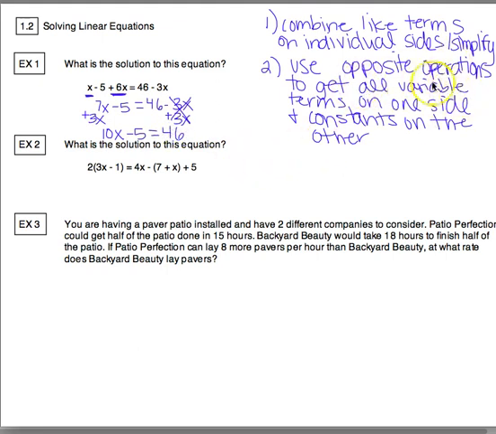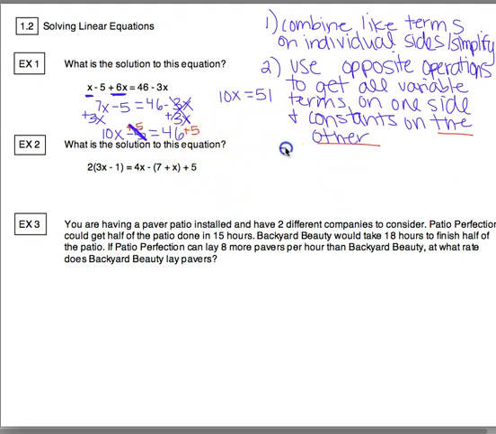Okay, so I moved all my variable terms to the left. Here's the key. The constants have to go to the other side. So if I chose to move my variables to the left, that means I need to move my constants to the right. So this is a constant because it does not have a variable attached. It's subtracted, which means to move it, I need to add it. So add 5 to both sides there. So then that's going to give me these canceling out. So I've got just 10x on the left side, and on the right side, I've got 51, 46 plus 5.